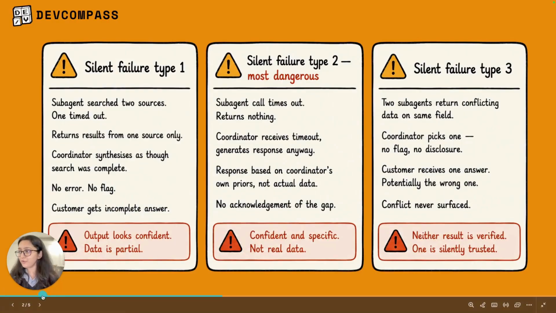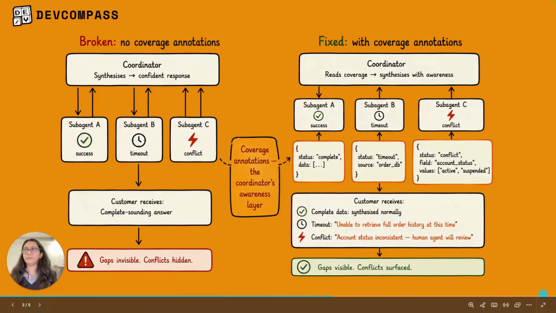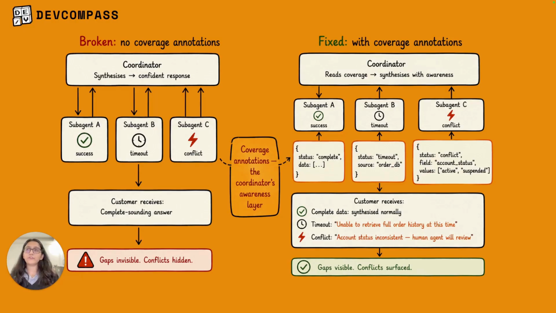So now that we know the failures, we will definitely look at the fixes. The fix for all three failure modes follows the same structure, which is coverage annotation. The coordinator doesn't pretend that it has complete information. It just surfaces what it has and what it doesn't have, and what is flagged as uncertain. So let's look at the pipeline diagram. The flow on the left shows a broken pipeline.